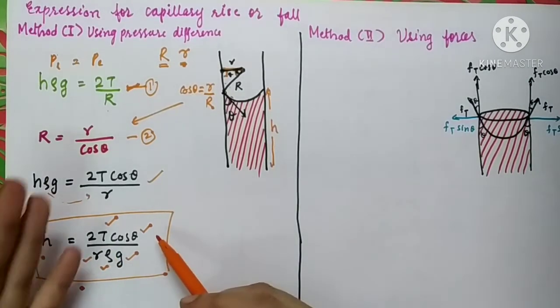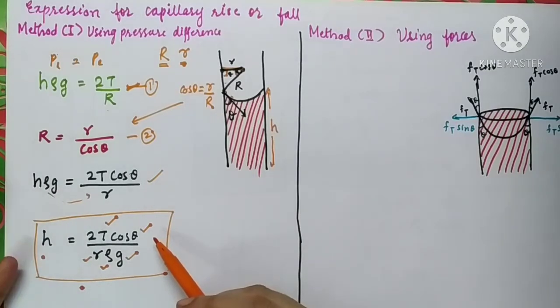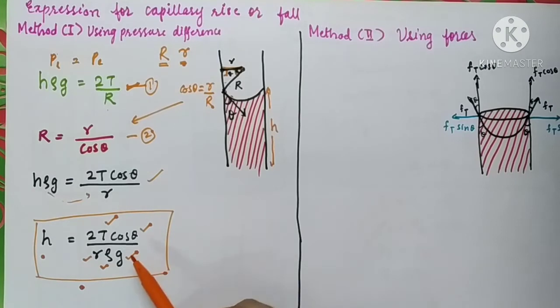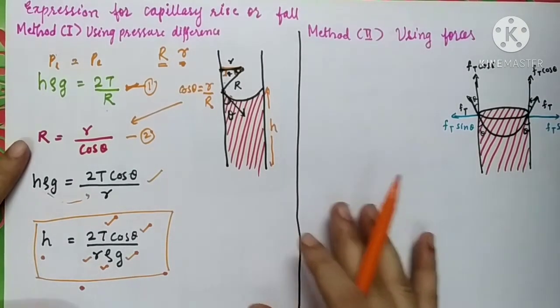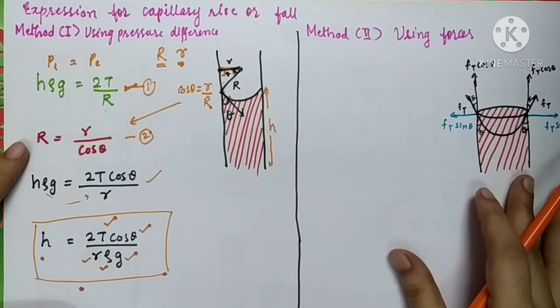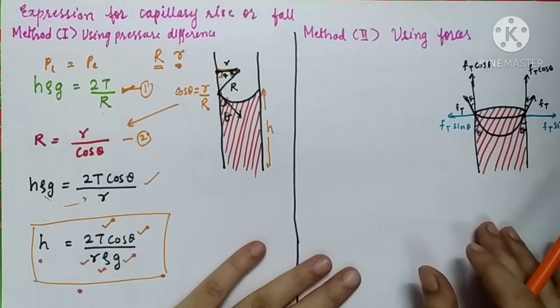So this is a 4-step derivation, a very simple one. If you know each and every step, the derivation will seem quite easy for you. Now let's move on to the another method. This is also very simple.